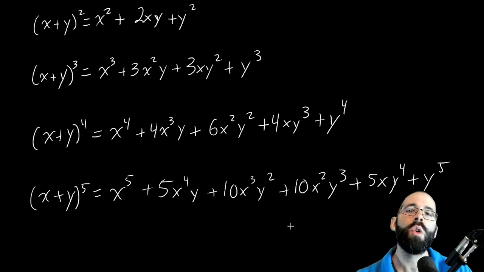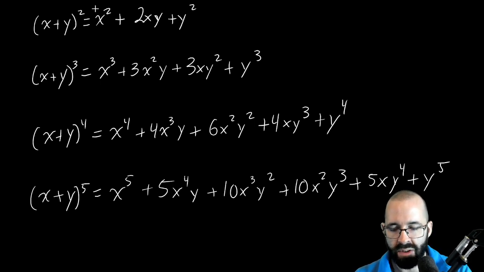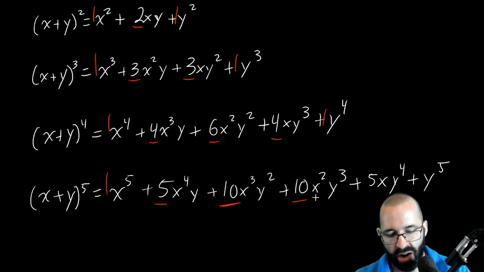Now, all of these coefficients are known as binomial coefficients. So remember, the coefficients are just the numbers in front of the variables. So it's 1, 2, and 1. Then 1, 3, 3, 1. And then 1, 4, 6, 4, 1. And you're going to see, if you've not already experienced it, a pattern here.